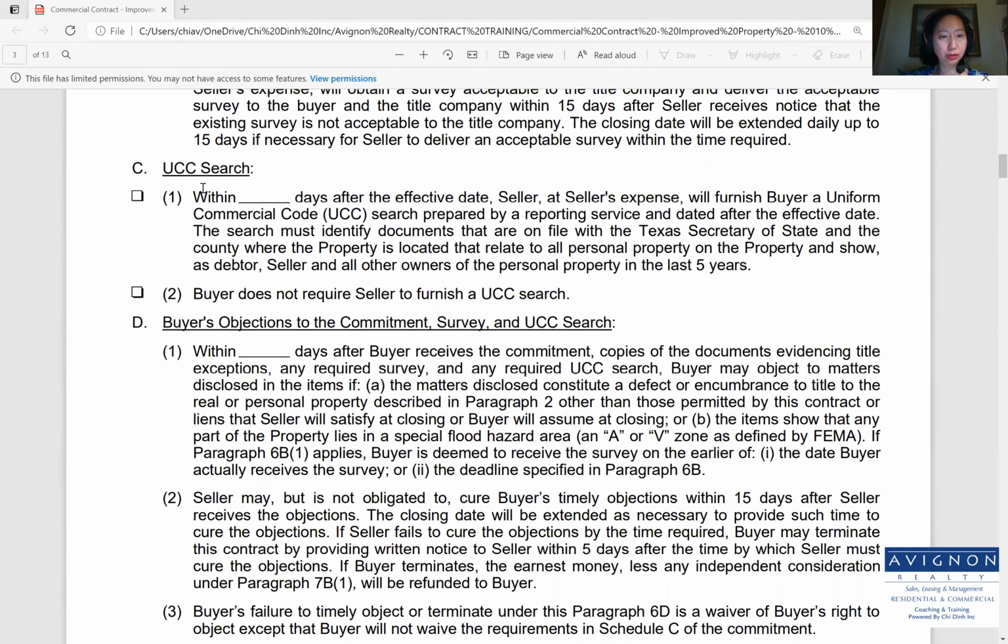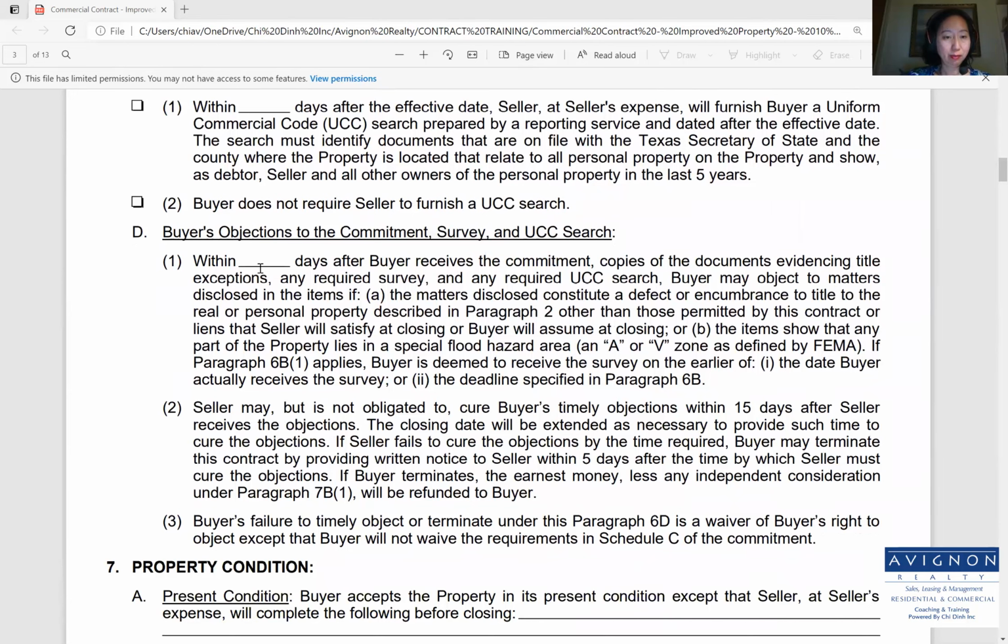And the UCC search, either one, within this number of days after the effective date, seller at seller's expense will furnish buyer a Uniform Commercial Code search prepared by a reporting service and dated after the effective date, or two, buyer does not require seller to furnish a UCC search.